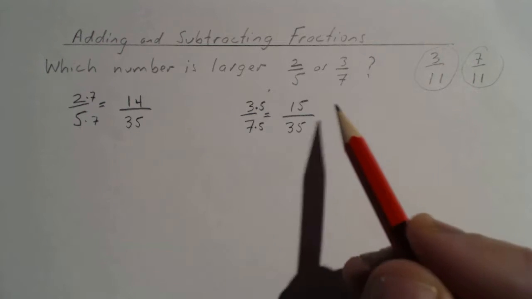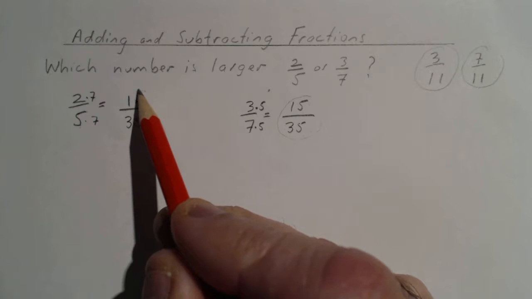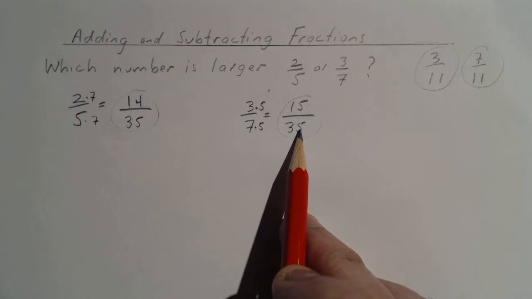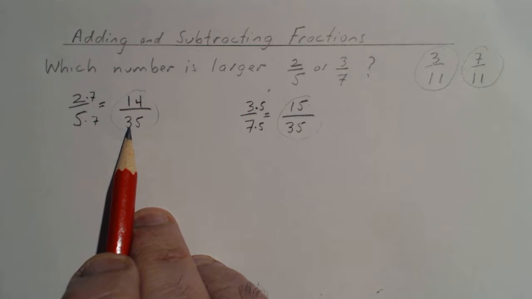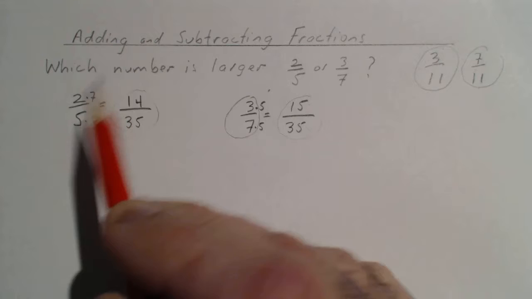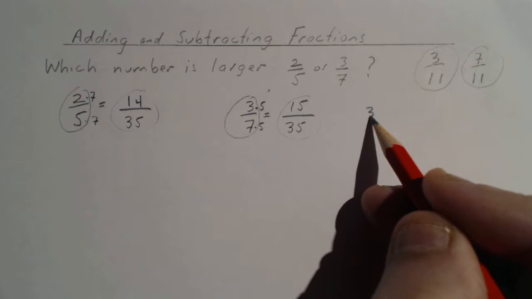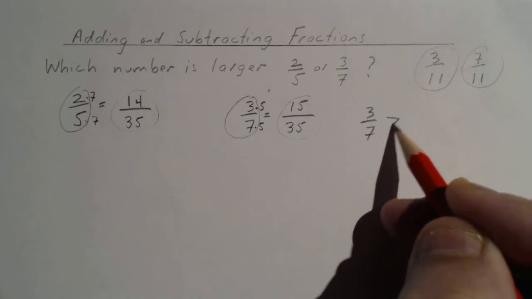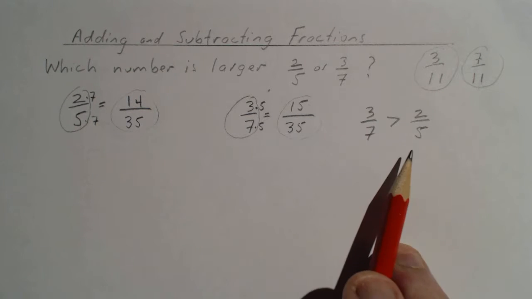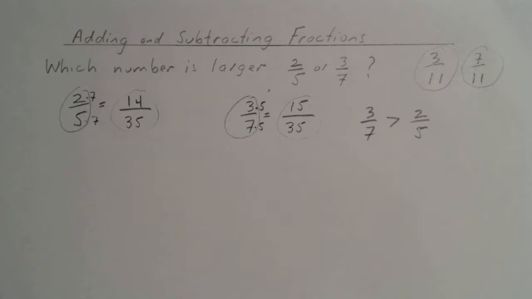Now, you can see the denominators here are the same. We have 15 over 35, 14 over 35. Clearly, 15 over 35 is larger than 14 over 35. Therefore, 3 over 7 is larger than 2 over 5. So that answers this question, and we've shown it by finding common denominators.